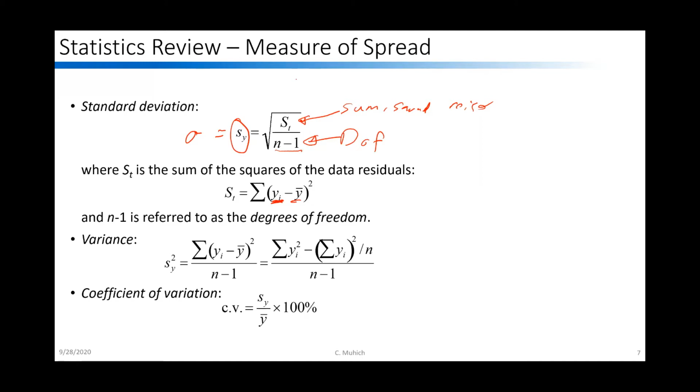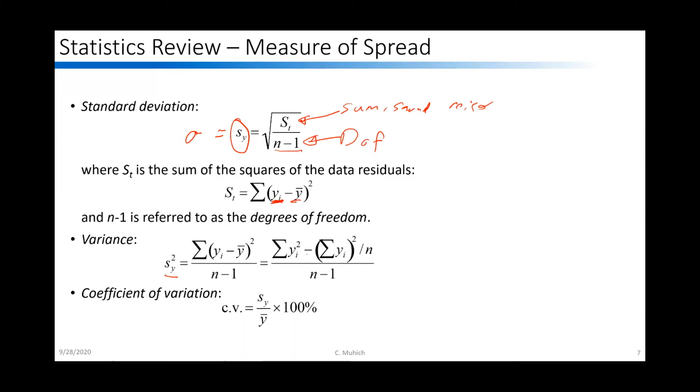We can also look at what's called the variance. So the variance is merely the square of that standard deviation. So the formula looks very similar. We take the sum of each data point minus the average squared over n minus 1.